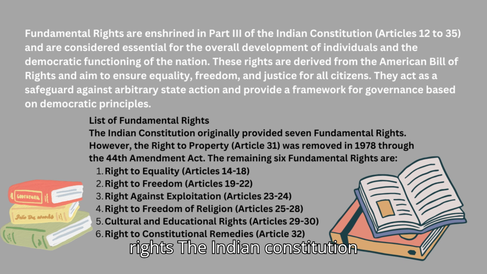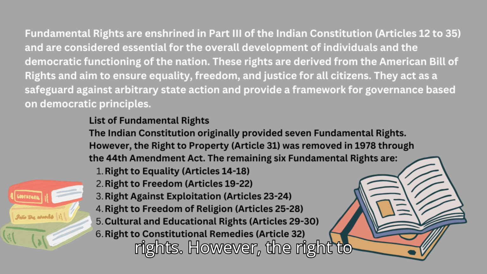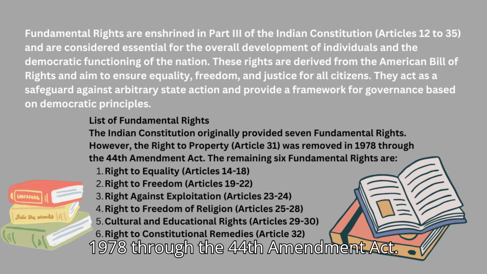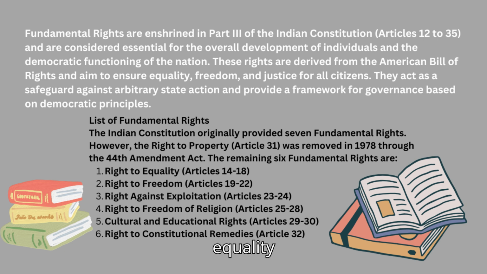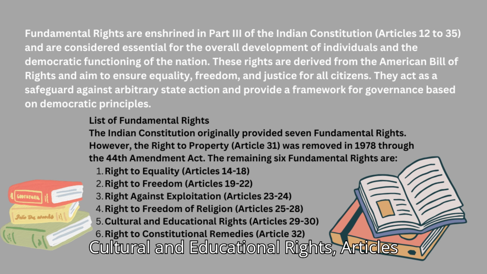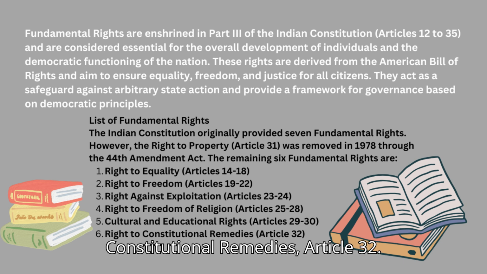List of fundamental rights. The Indian Constitution originally provided 7 fundamental rights. However, the right to property, Article 31, was removed in 1978 through the 44th Amendment Act. The remaining 6 fundamental rights are: right to equality, Articles 14 to 18. Right to freedom, Articles 19 to 22. Right against exploitation, Articles 23 to 24. Right to freedom of religion, Articles 25 to 28. Cultural and educational rights, Articles 29 to 30. Right to constitutional remedies, Article 32.